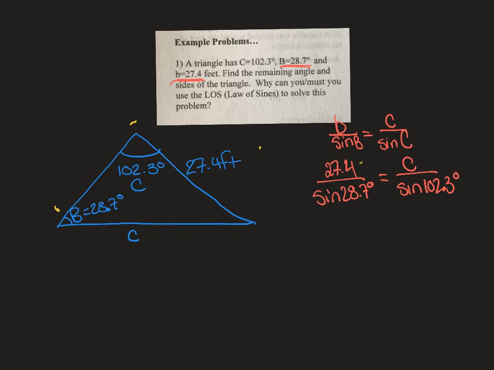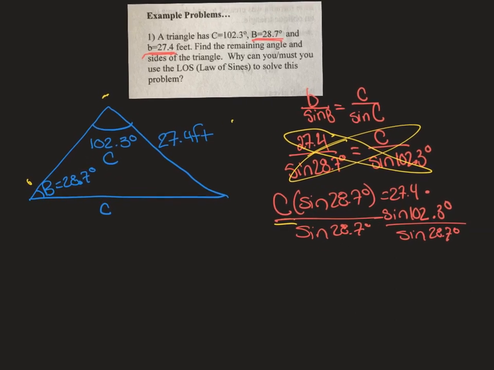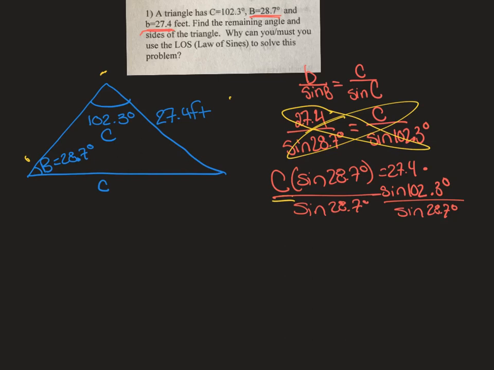Now, to make this easy for myself and for you, when we type it in the calculator, I'm going to cross multiply and solve. So what we have is c times sine of 28.7 degrees equals 27.4 times sine of 102.3 degrees. I want to solve right here for this c. So to do that, I'm going to divide both sides by sine of 28.7 degrees. Please note that nowhere in this have I once dropped my degree symbol, and that's very important because you're going to need that in a second.